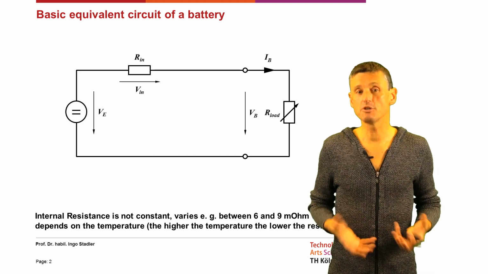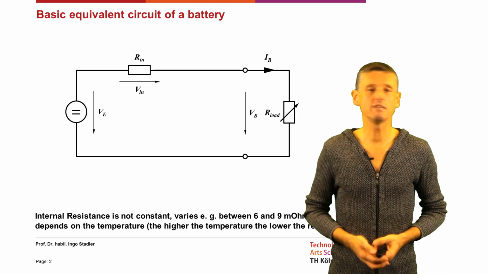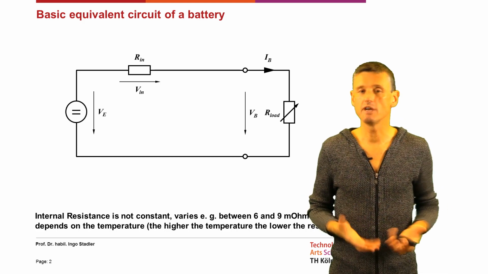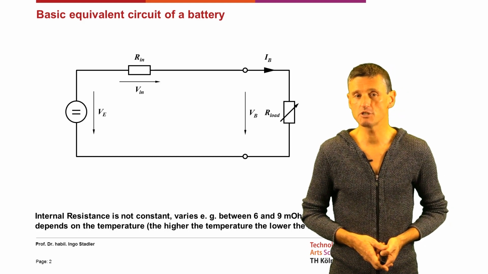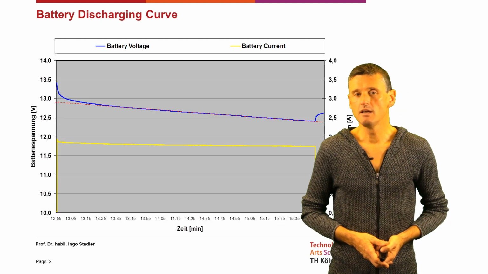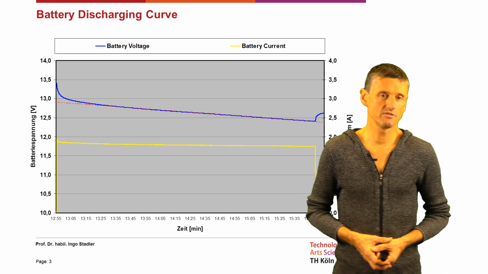The inner resistance is not a constant, it varies between 6 and 9 milliohm and depends on the temperature and also on the state of charge or state of discharge. But we cannot explain everything by this very basic equivalent circuit.